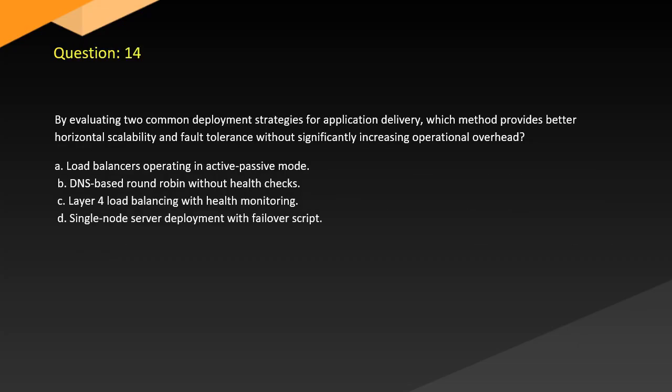Question 14. By evaluating two common deployment strategies for application delivery, which method provides better horizontal scalability and fault tolerance without significantly increasing operational overhead? A. Load balancers operating in active-passive mode. B. DNS-based round-robin without health checks. C. Layer 4 load balancing with health monitoring. D. Single-node server deployment with failover script.